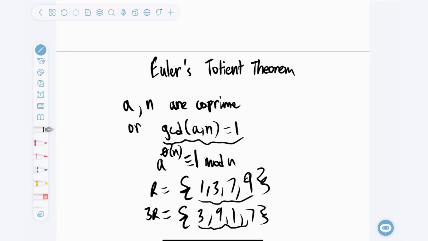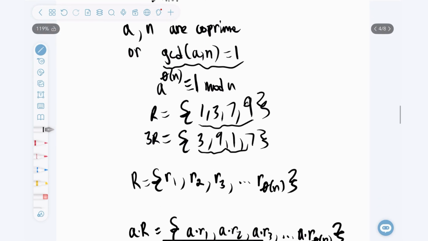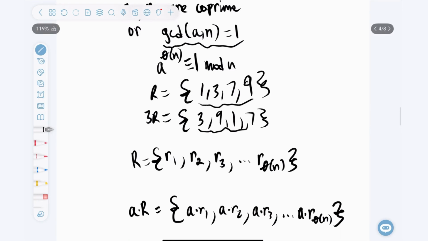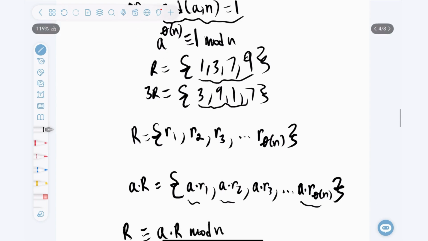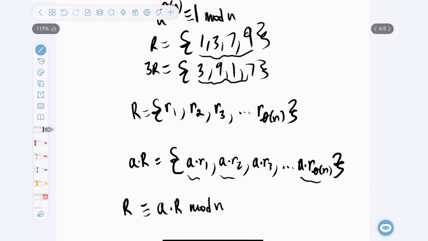mod 10. So we can expand this logic to where we have a set R that consists of elements r1 all the way till r phi n, and this is where we take the reduced residue system mod n. So if we multiply each element by the integer that's co-prime to n, which is a, then we see that a times r is just each element of the set multiplied by a, all the way until r phi n. So since this is still the reduced residue system mod n, we can see that both sets are congruent to each other mod n. So r is congruent to a times r mod n.